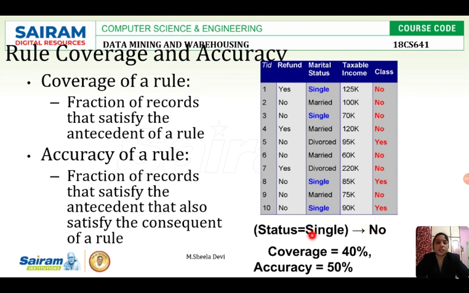If the status is single, then it will be no. This is what the rule says. But if you take these 4 records, out of 4, only in 2 has this rule been satisfied. In the other 2 it is not satisfied. So we say that the accuracy is only 50%. If all 4 rows satisfied it, our rule accuracy would be 100%. But here only 2 of the 4 rows satisfy it, so we say only 50% of the rule has been satisfied. So this is all about rule coverage and accuracy.